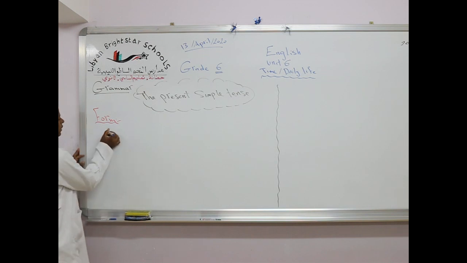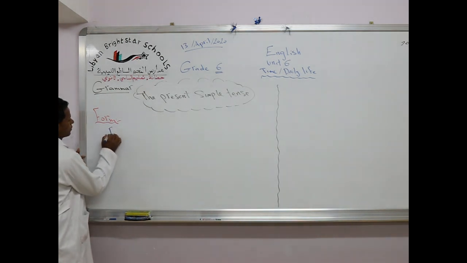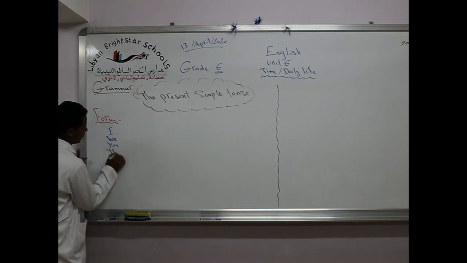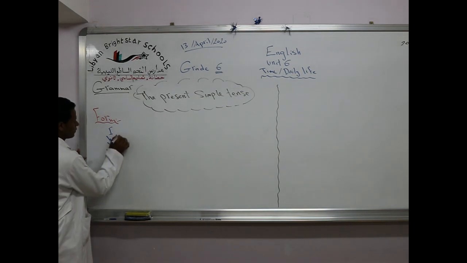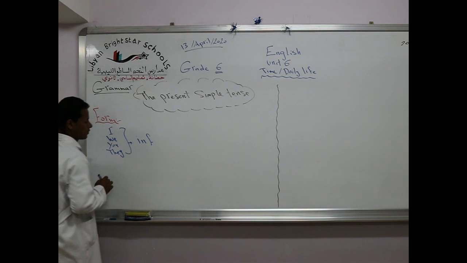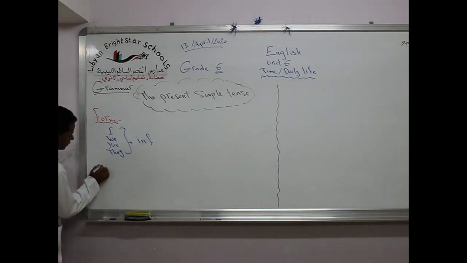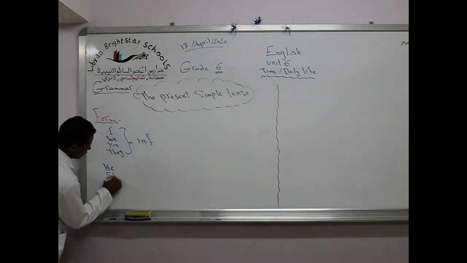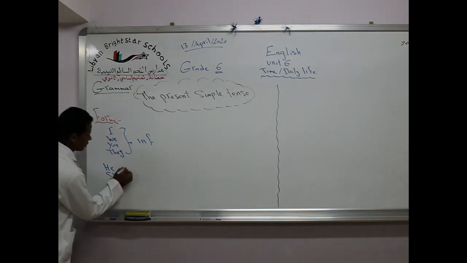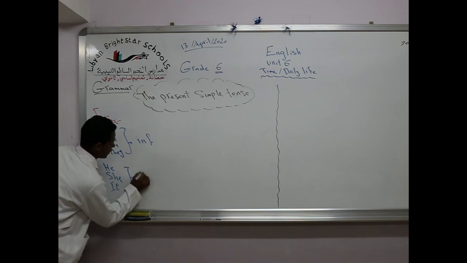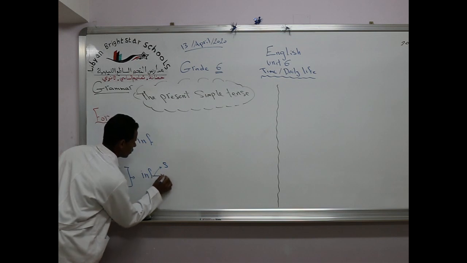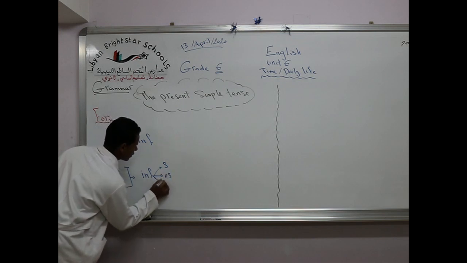So we have two groups of subjects: I, we, you, they, and plural subjects use the infinitive. But he, she, and it, or any singular subject, use the infinitive plus s, es, or ies.